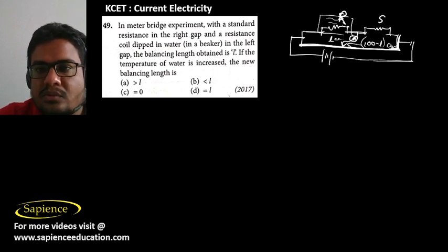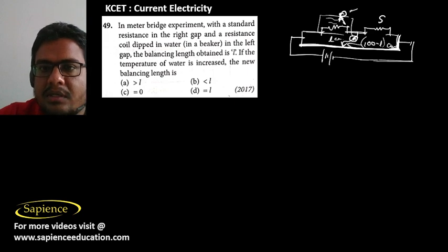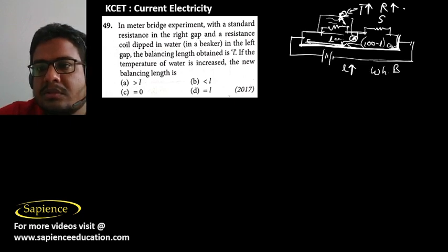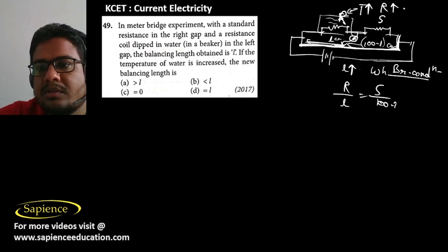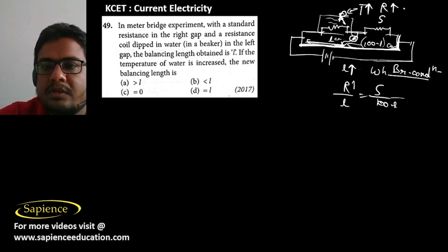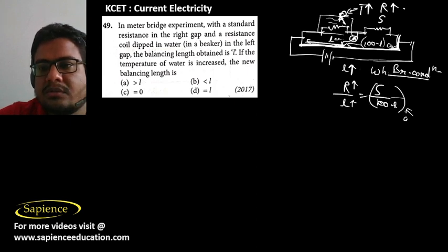To obtain the Wheatstone bridge condition, when this R increases as the temperature of the water is increased, this balancing length also has to increase. That's why R by L should be equal to S by 100 minus L. So when R increases, L also has to increase so as to keep this ratio constant.